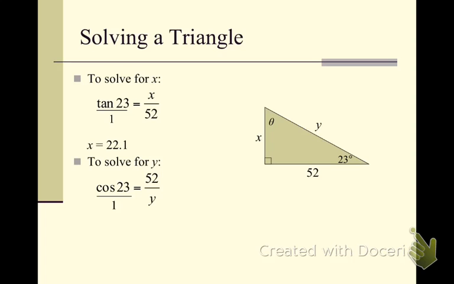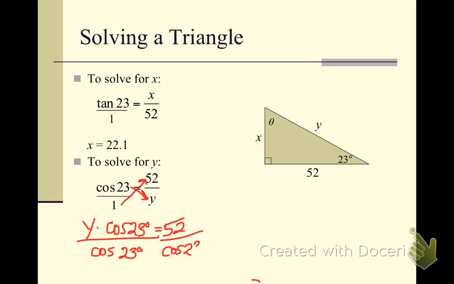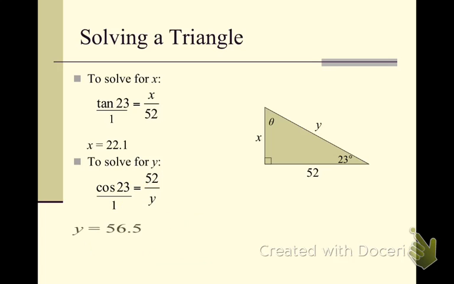This is a little bit more challenging than the previous problem because we're going to cross multiply here and we're going to get y times the cosine of 23 degrees equal to 52. That's going to require us to do one more step, and that's to divide the cosine of 23 degrees on both sides. It cancels here. So y is equal to 52 divided by the cosine of 23 degrees. Once that's in your calculator, you should get 56.5.